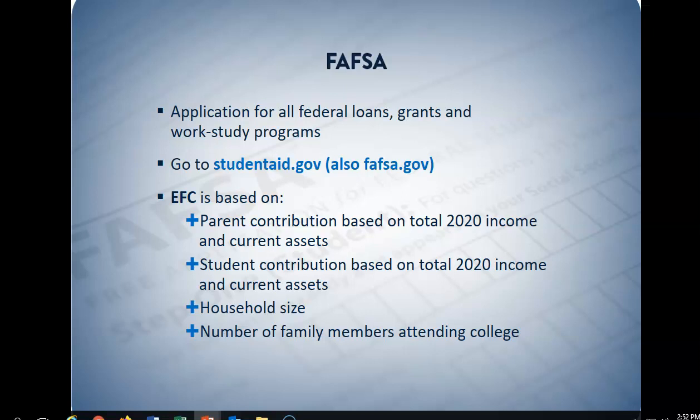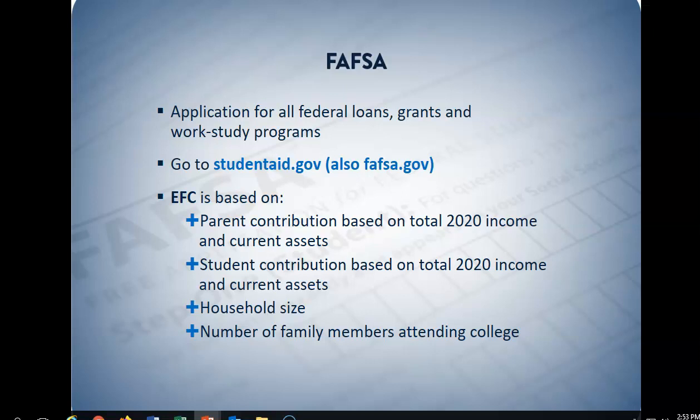Now, I talked a little bit about the expected family contribution. These are some of the things that comprise the expected family contribution. The parental contribution is based on the family or the parents' household income in 2020 and their current assets. The student's contribution is comprised of the student's total income in 2020 and their current assets. We also review the current household size for the upcoming school year and the number of family members attending college.